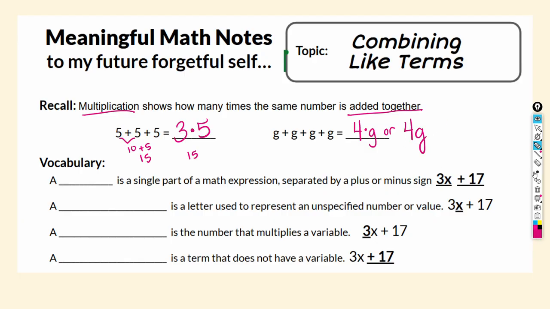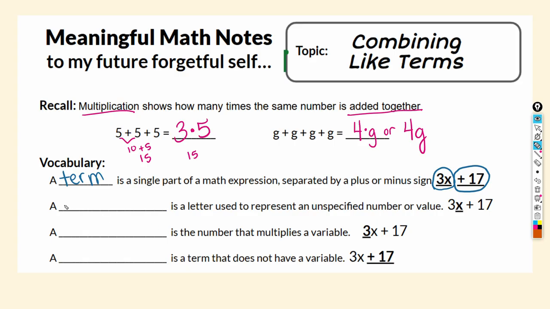Now let's get into a little bit of vocabulary before we do too much calculating. First of all, a term is a single part of a math expression separated by a plus or minus sign. So in this example, 3x is one term and plus 17 is another term.